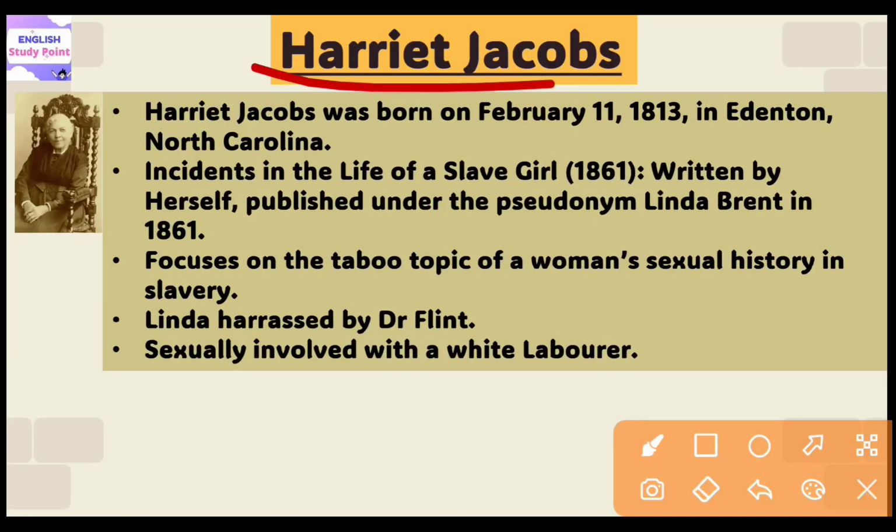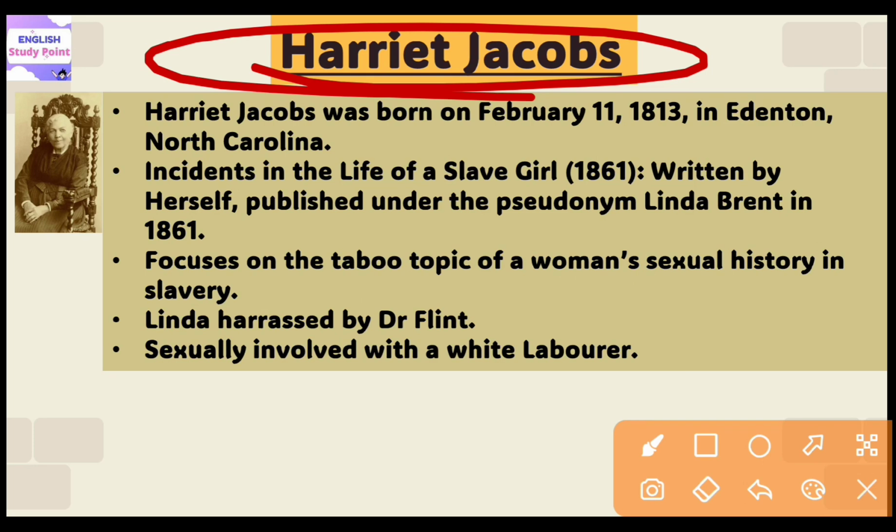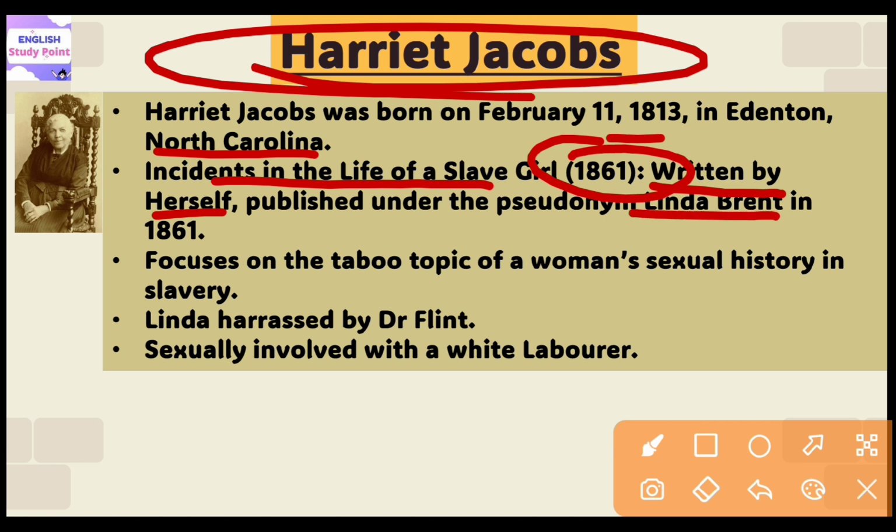Next, I am talking about Harriet Jacobs. Harriet Jacobs was born on 11 February in the year 1813 in Edenton, which is situated in North Carolina. She published a work called Incidents in the Life of a Slave Girl, Written by Herself, which was published in the year 1861. This work was written under the pseudonym Linda Brent.